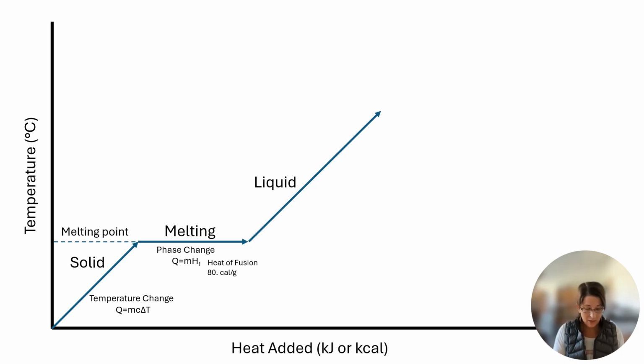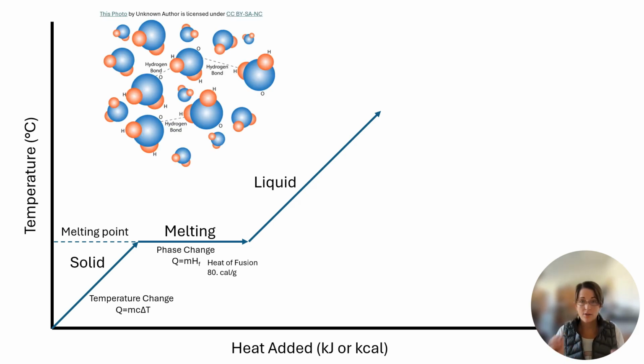So in a liquid state, there are fewer hydrogen bonds between those water molecules. And because this is a temperature change, it is the same calculation as we saw with the solid. The difference is the specific heat. So the specific heat for liquid water is 1.00 versus for the solid was 0.50. So that tells you that liquid water can absorb and hold more heat. It takes more energy to heat up liquid water than it did solid water.